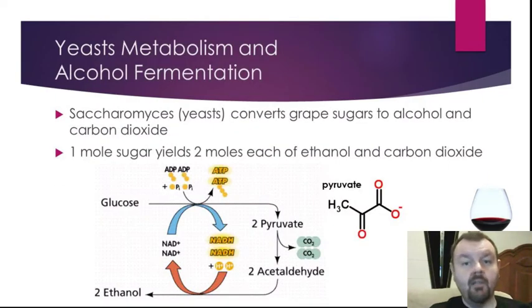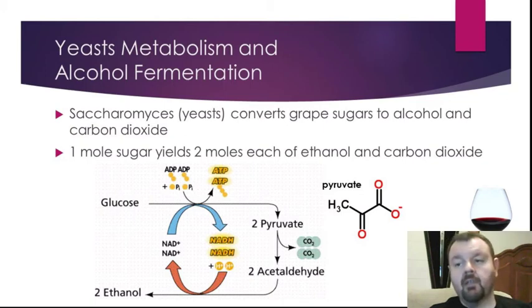Now let's talk about yeast metabolism and alcohol fermentation. Saccharomyces, or yeast, basically converts grape sugars to alcohol and carbon dioxide. 1 mole of sugar yields 2 moles each of ethanol, or the alcohol, and carbon dioxide. And the process looks a little bit like this schematic. This is a very simplified schematic.